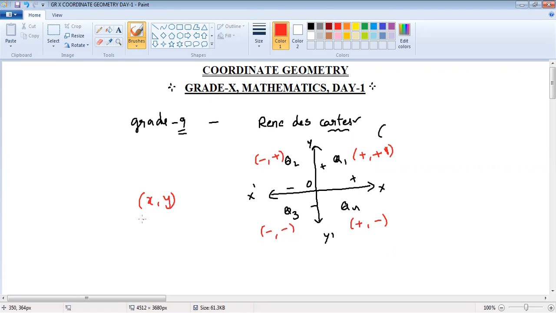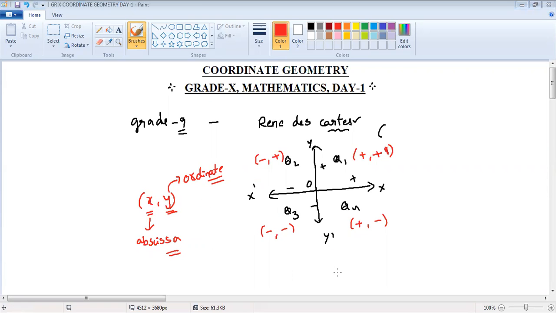x comma y. The first one, x, is called the first coordinate, y is called the second coordinate, and the x coordinate he named as abscissa, and this one he took as ordinate. Based on this abscissa and ordinate, we learned in grade 9th how to plot and identify the given points in the plane, and also the importance of writing x comma y. Everything we learned in the 9th standard.